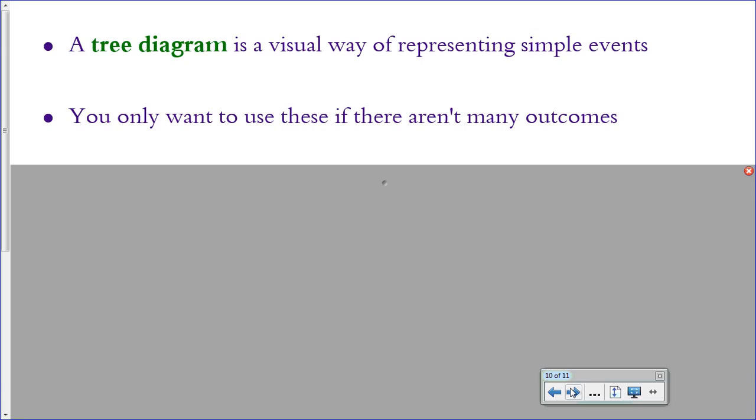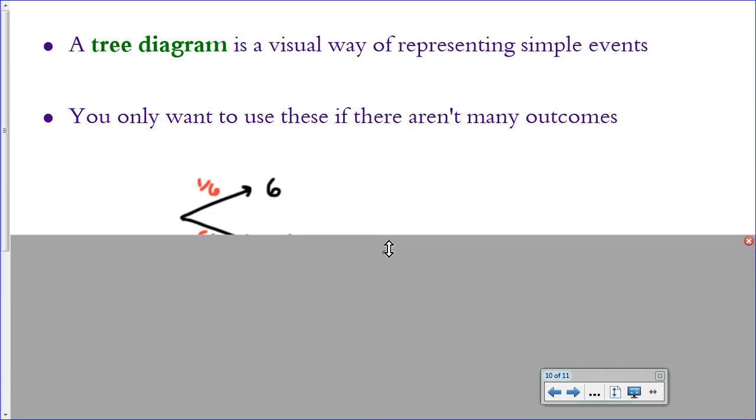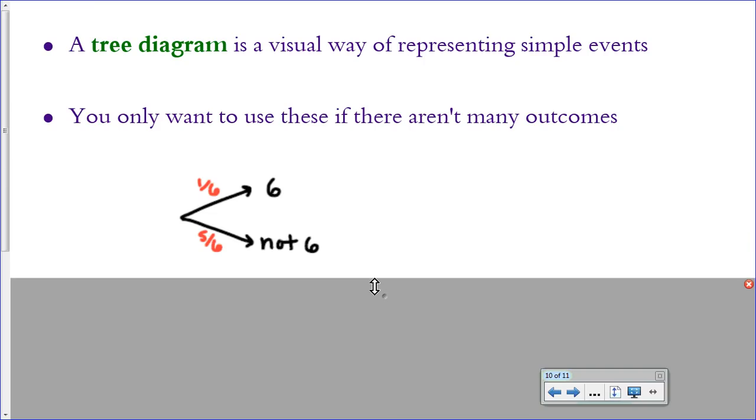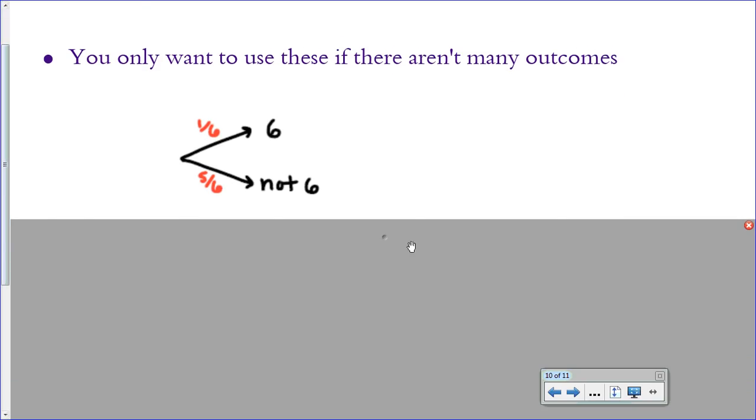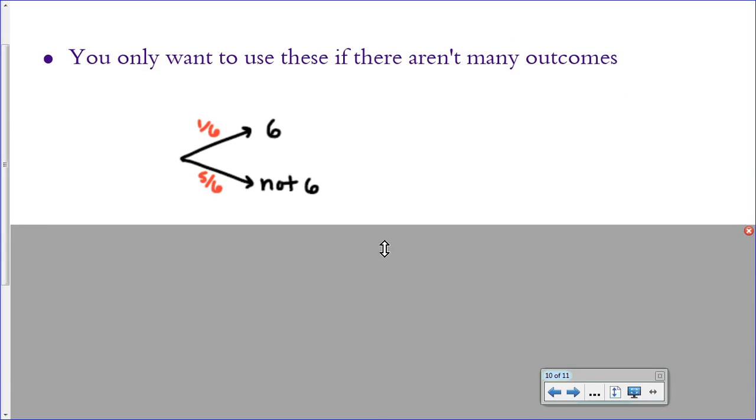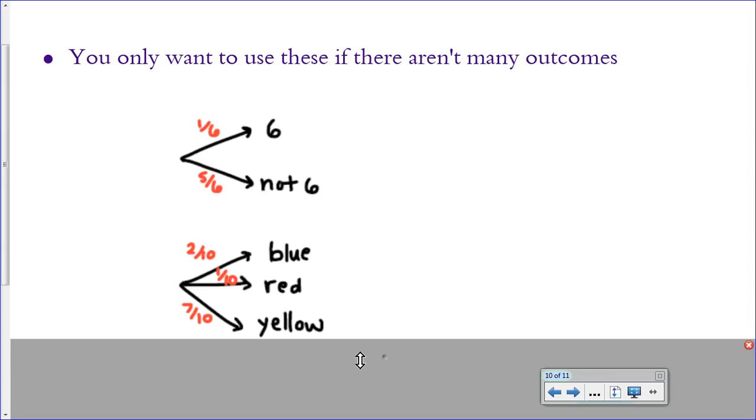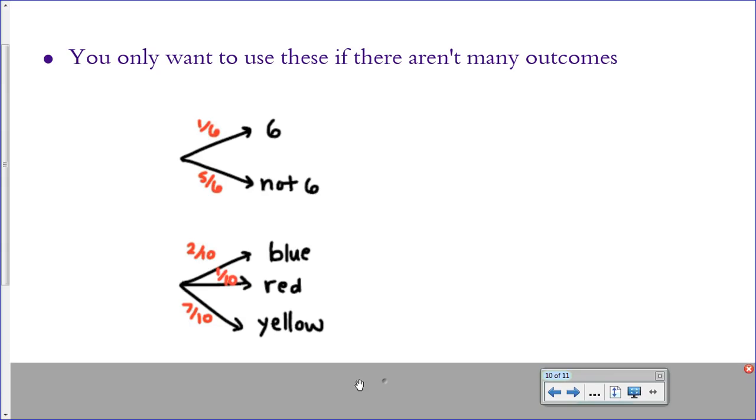But you only want to use a tree diagram if there aren't many outcomes. Like, if I was rolling a dice and wondering whether I'm going to get a 6 or not a 6, I could use a tree diagram to show those 2 possibilities, right? Getting a 6, probability is 1 out of 6, or getting not a 6, that would be 5 out of 6. Or in those classic scenarios of pulling a marble out of a bag or socks out of a drawer, it may have 3 different colors given. So if there's 10 marbles in the bag and 2 of them are blue, 1 of them is red, and 7 are yellow, there's not that many outcomes that could happen.